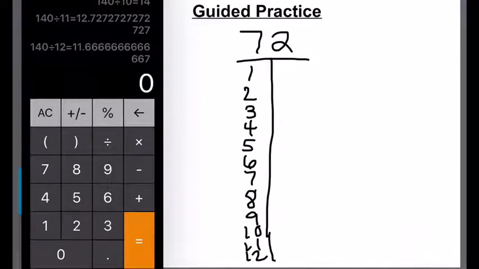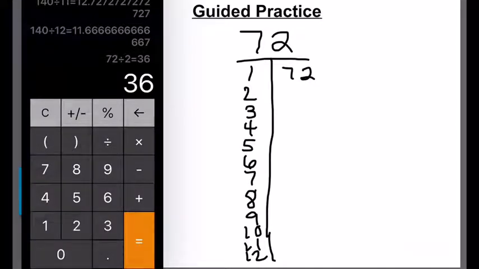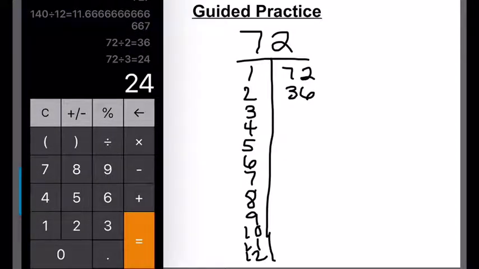The first factor pair of 72 is 1 and 72. 72 is even, so 72 divided by 2 is 36. The next factor pair is 2 and 36. 7 plus 2 is 9. 9 is divisible by 3, so is 72. 72 divided by 3 is 24. Our next factor pair is 3 and 24.